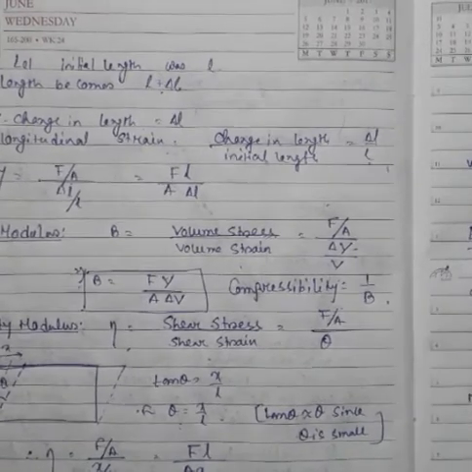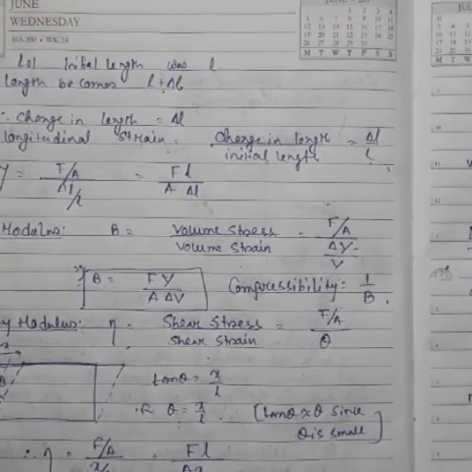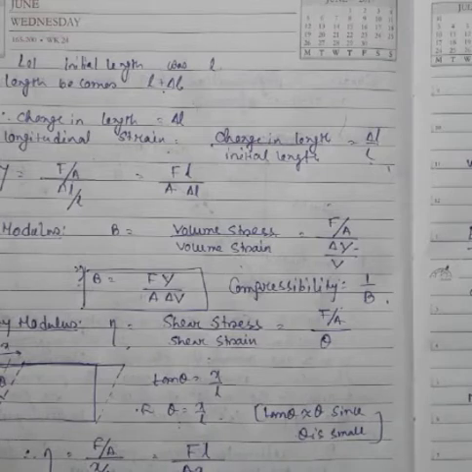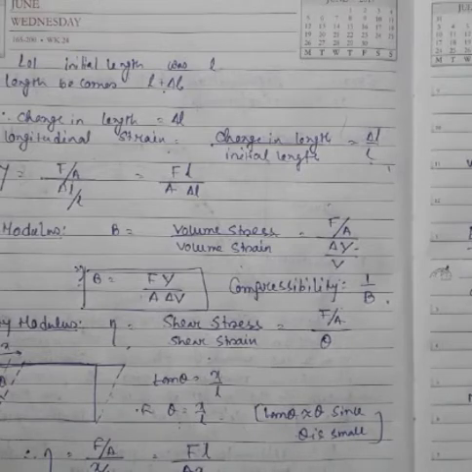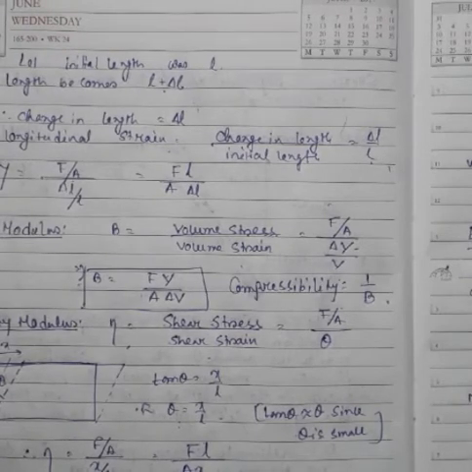So the fourth elastic constant is the Poisson ratio. That is not an elastic modulus, since it is not stress by strain like the previous ones. So it is mainly a ratio. Why is it called a ratio?